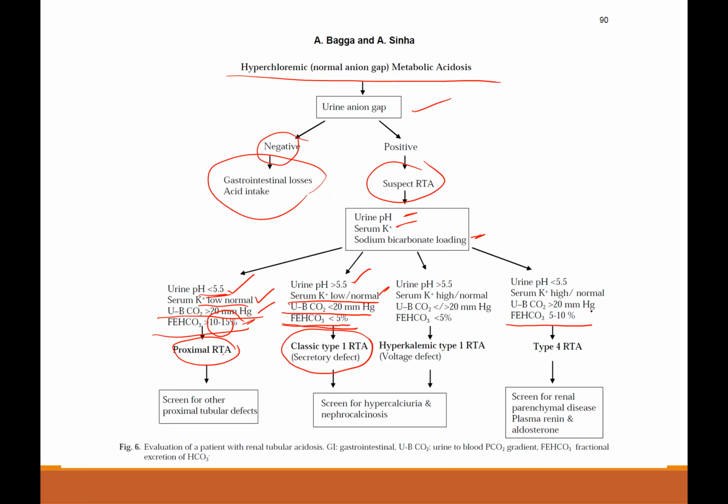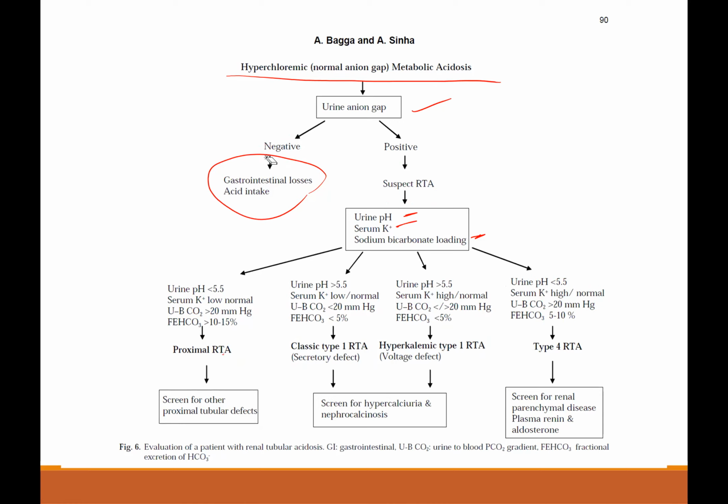Here it is 5 to 15%, and still it is more than 20, but the potassium is higher, and the pH is less than 5.5. This is type 4 RTA, and the remaining one is the voltage gated. So this very clearly differentiates between the 4 types of RTA using the parameters that we know. What are the parameters? The parameters are the urine anion gap, then the pH, then the potassium, and the bicarbonate loading, and the fractional excretion, and the urine carbon dioxide, blood carbon dioxide ratio.